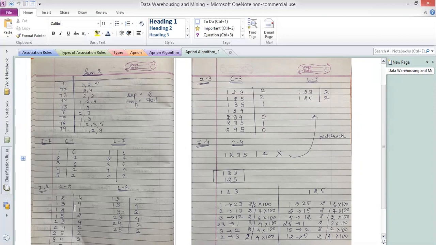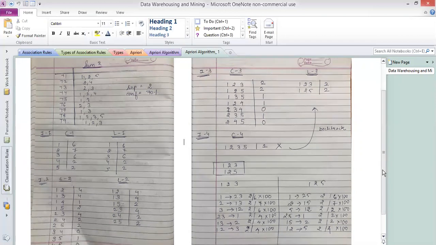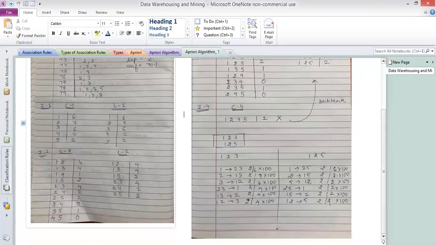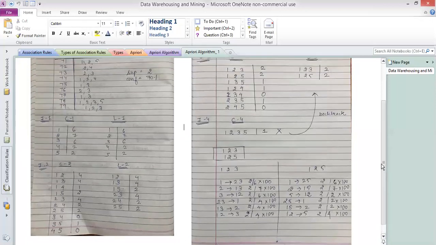Coming to the next step, which is called your joining step. What we do is you try out all the combinations. So you say the combinations are going to be 1, 2, 1, 3, 1, 4, 1, 5, then 2, 3, 2, 4, 2, 5, then 3, 4, 3, 5, and then 4, 5.